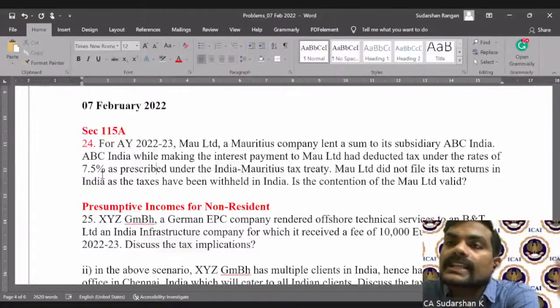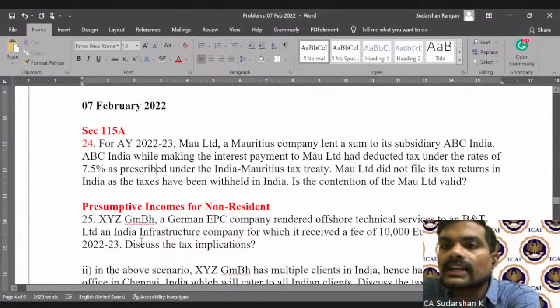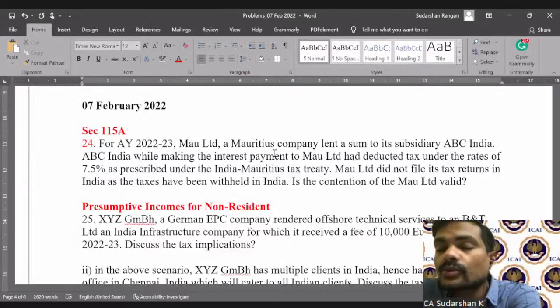Under the Income Tax Act, section 115A, if you recollect, interest is taxable at 20%, whereas the treaty gives you a better rate of 7.5%. And this point I have mentioned throughout the two sessions as well. As per section 90(2), you can take the tax treaty or the Act. A taxpayer can choose whichever is beneficial to him.